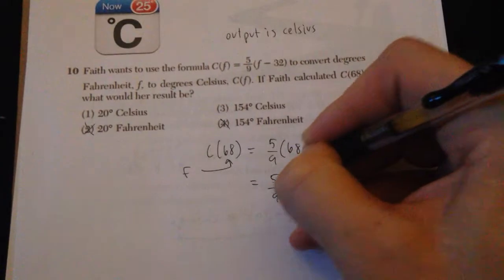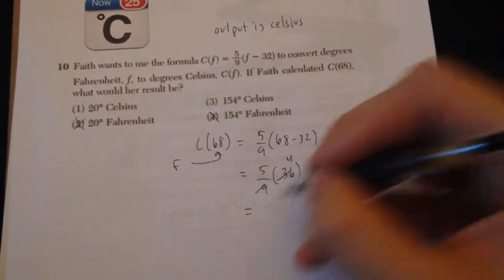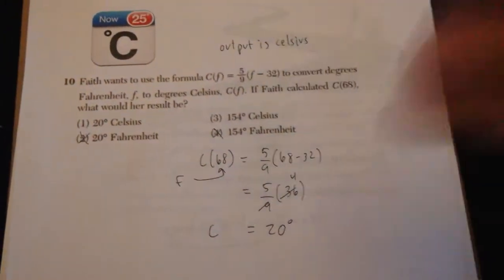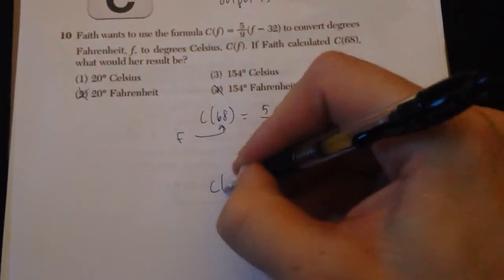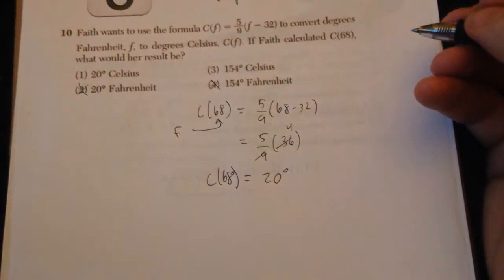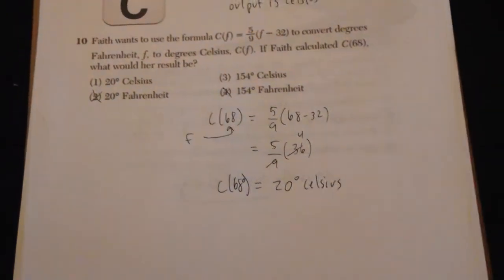I get 5/9 times 36. 9 goes into 36 4 times. So this is 20 degrees. So the Celsius, which is the output, is 20 degrees Celsius.